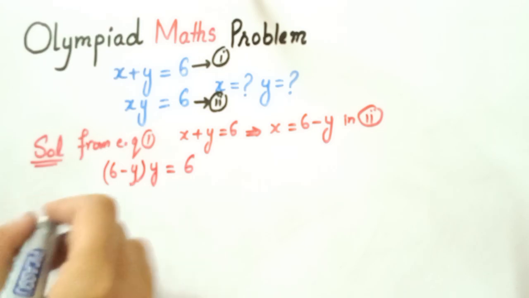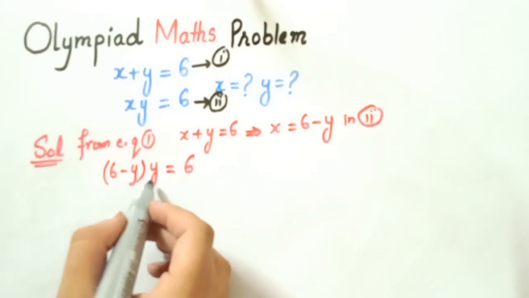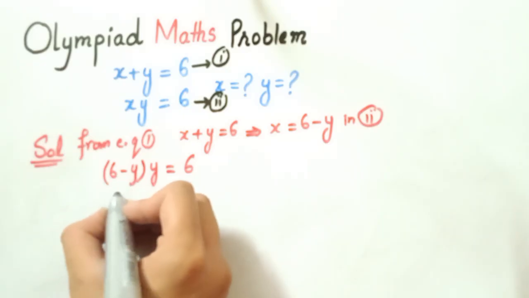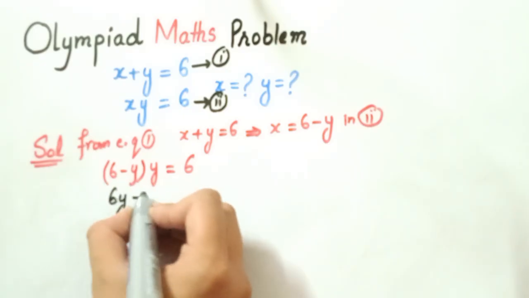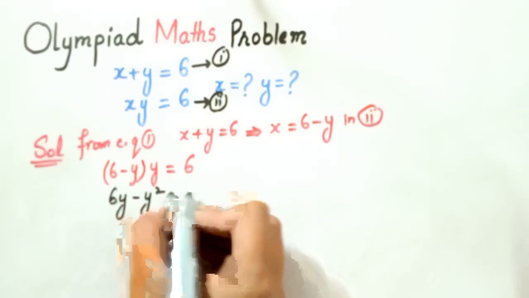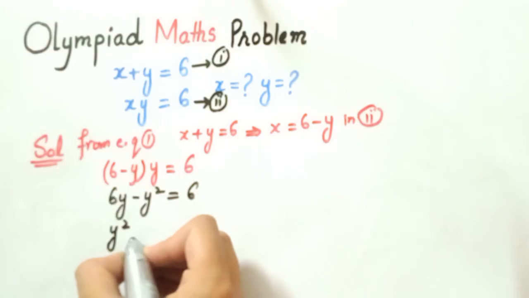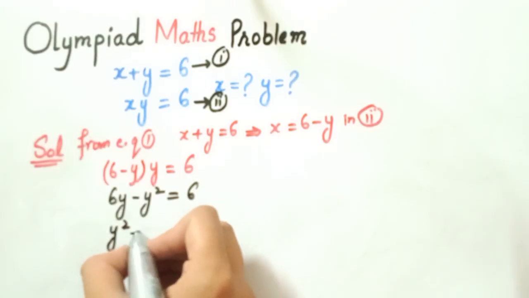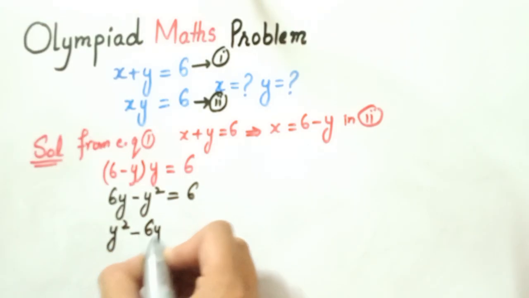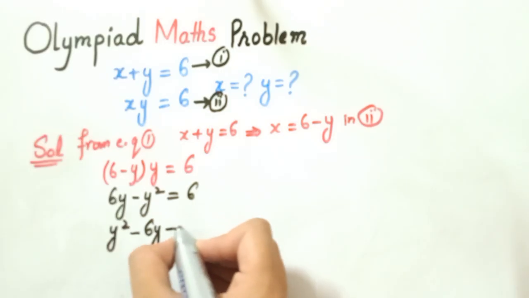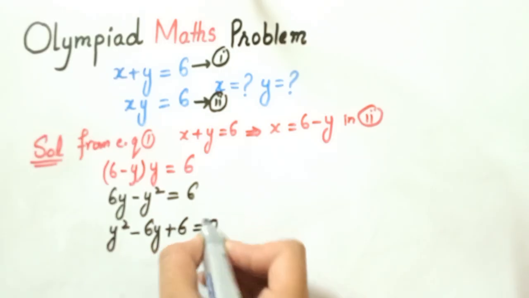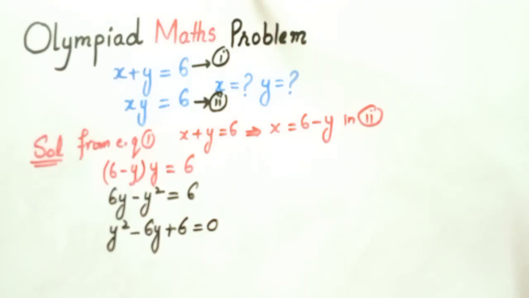Now we will multiply both of them. y into 6 is 6y, minus y square equals 6. So this will become y square minus 6y plus 6 equals 0. Now we will apply the quadratic formula to this.